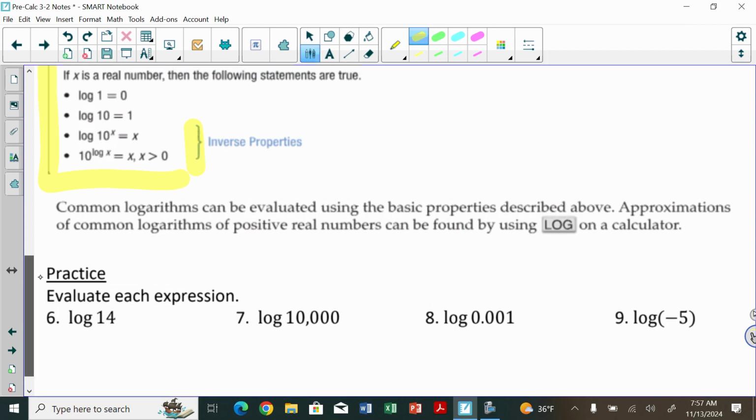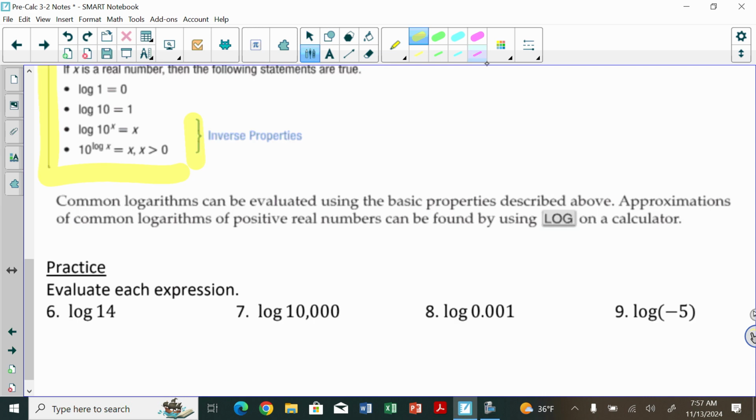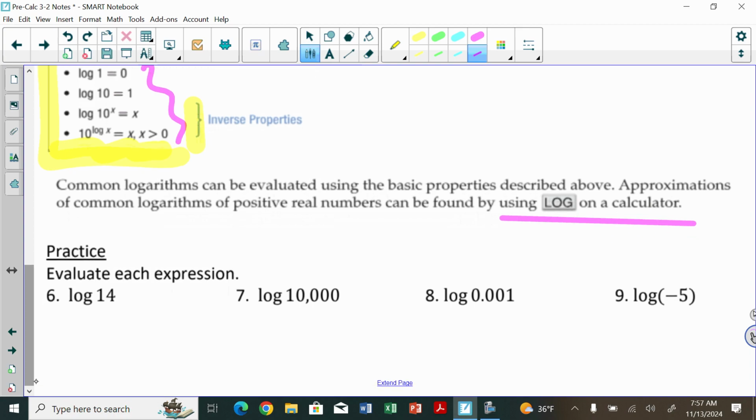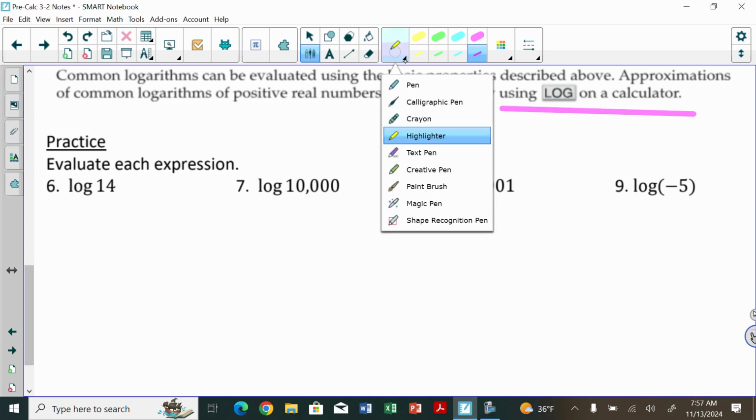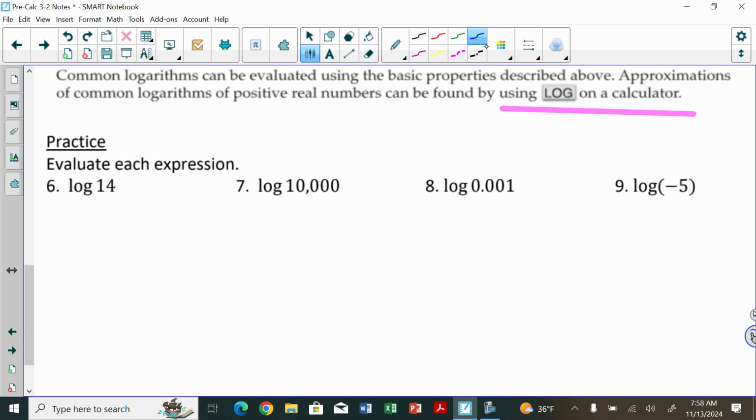Now, if there is one of these properties here that works, well, we'll use them, right? If one of these properties up here is good, we'll use them. If not, we can use the calculator by using the LOG button on the calculator. Okay, so let's continue with that then. So if we evaluate these expressions, log 14, so log base 10 of 14, one of those properties doesn't necessarily hold true here, so we can just punch it in our calculator, and we can say it'd be about 1.14.